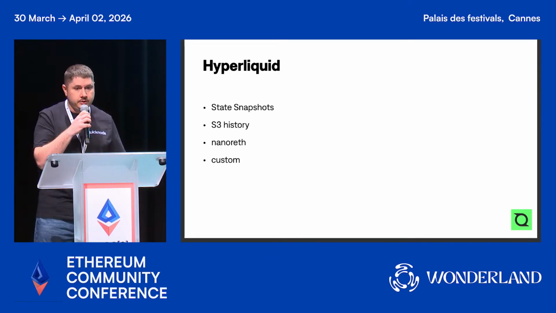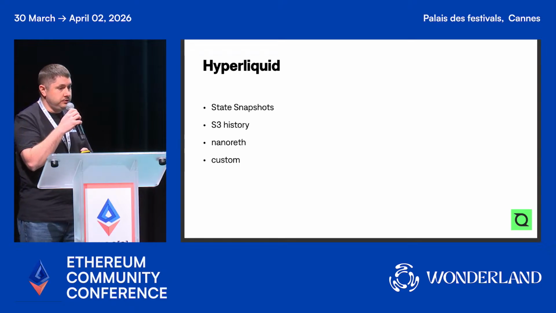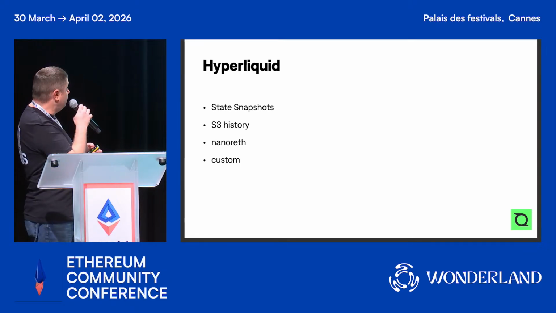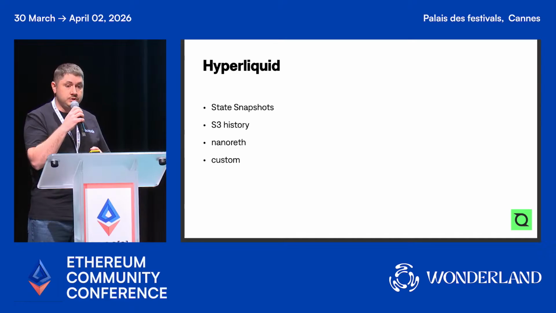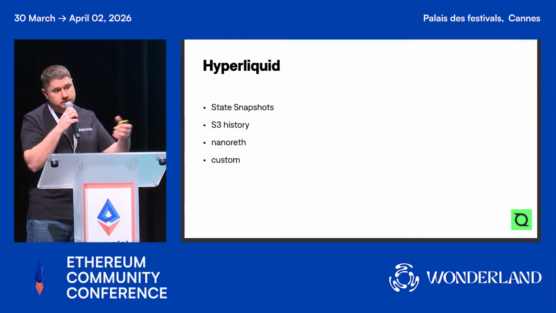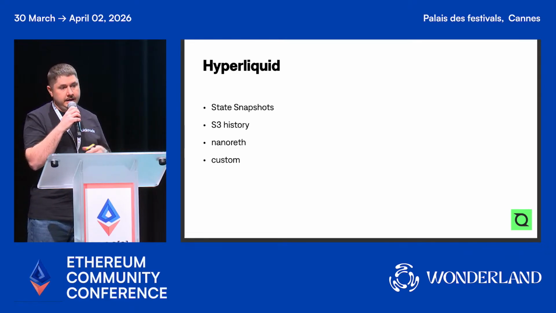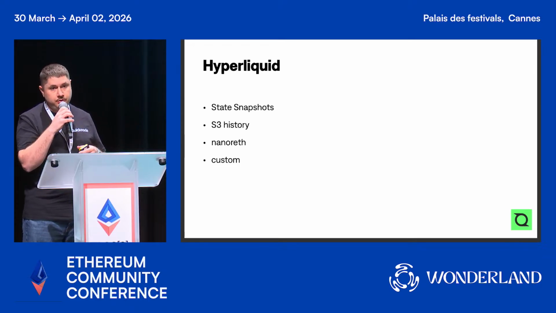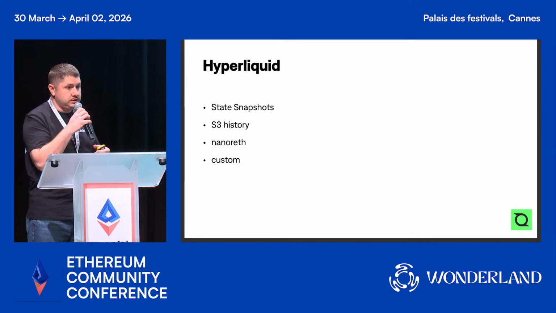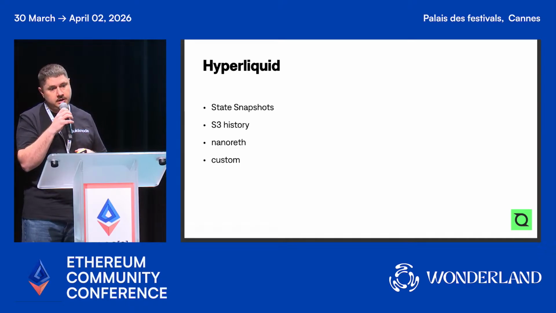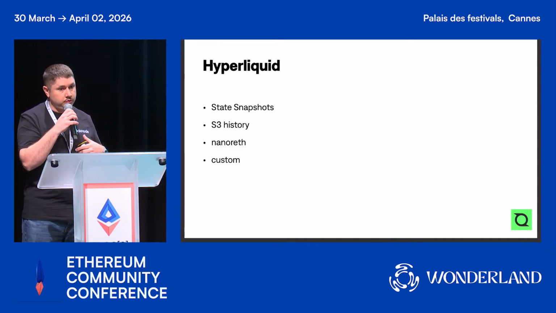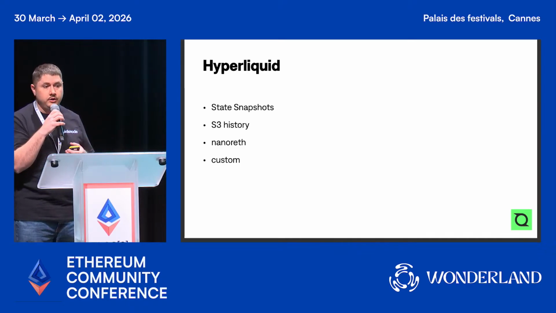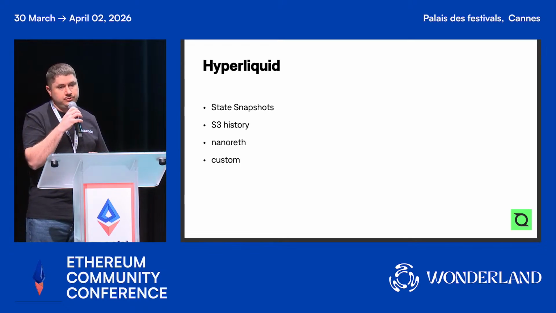Next is Hyperliquid. Hyperliquid also uses a state snapshot. So when the client starts up, it pulls a snapshot, and it has no history at all. What they do is store their full history in S3, and then someone has created a fork of Reth, and it's called NanoReth. What it does is pull from S3 and provide that full history.